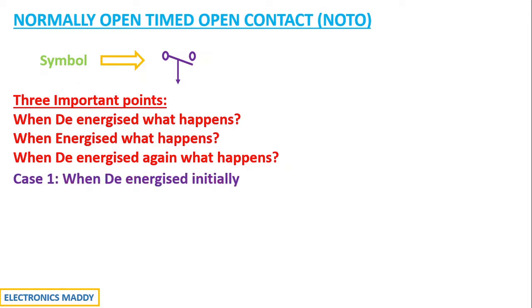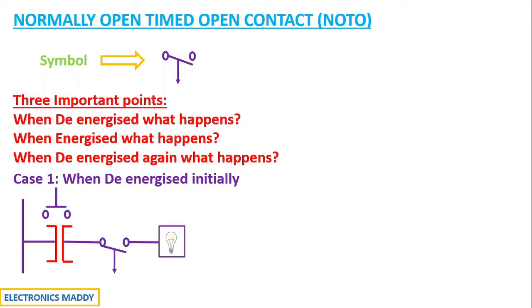Case 1 is what happens when it is de-energized initially. So I'm going to consider this particular ladder diagram which has an input that is basically a push button switch to control the flow of power to this particular contact, that is NOTO, and I'm using a light load to indicate the output condition, whether it is glowing or not. If you carefully observe, red means the contact is not energized. If I indicate it with green, that means it is energized.